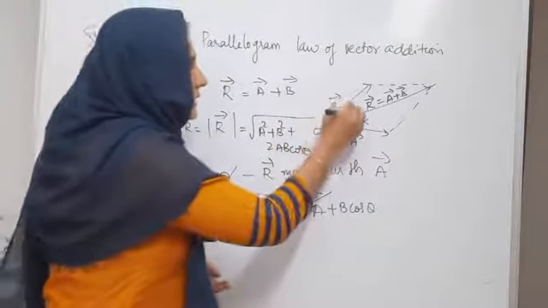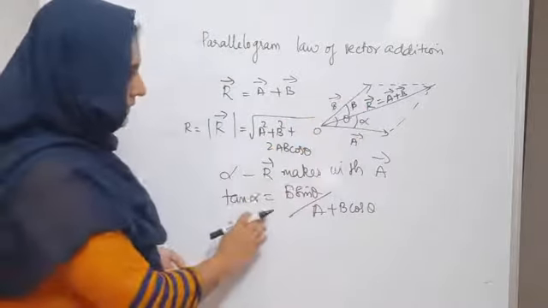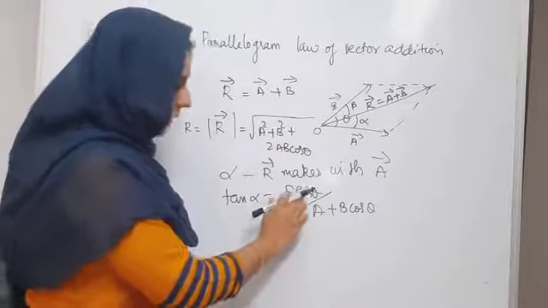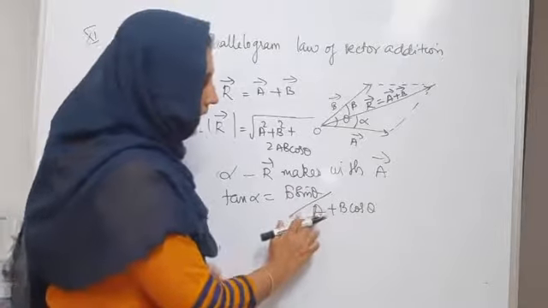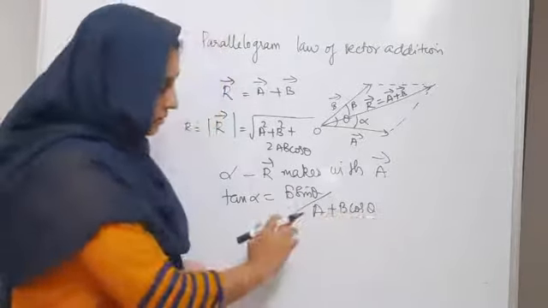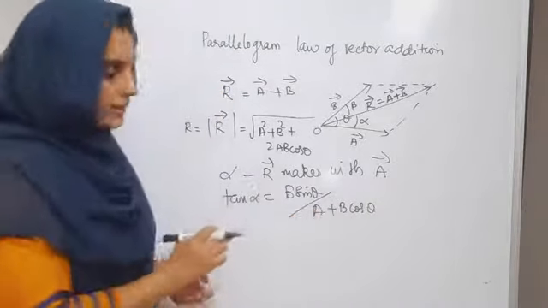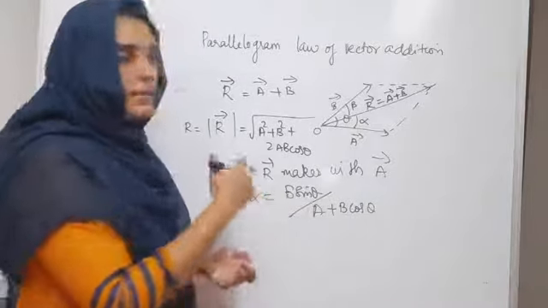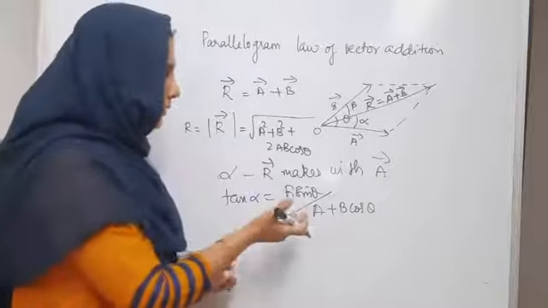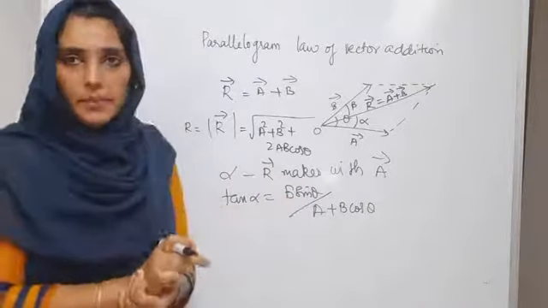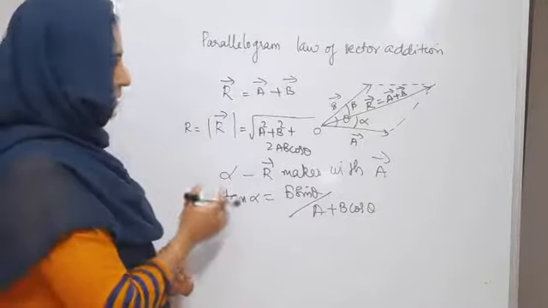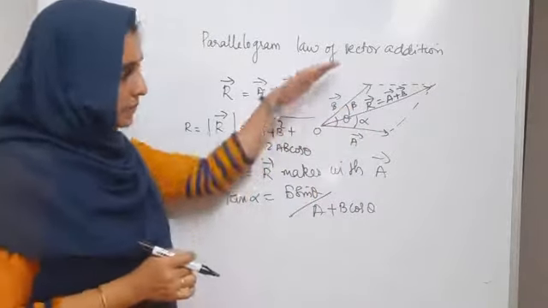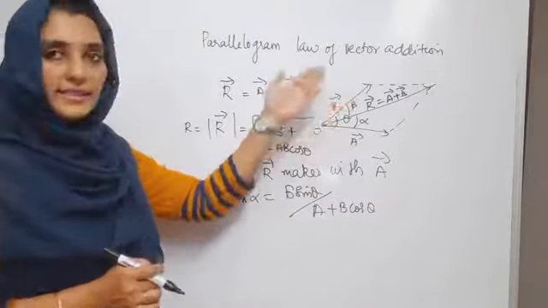Say if it is beta, then we can write tan beta is equal to, instead of B sin theta, A sin theta divided by B plus A cos theta. That is, wherever you have B, you have to substitute A, so you flip or swap the positions of A and B. Then you will get the expression for tan beta, which is the angle made by the resultant with respect to the other vector, that is, the second vector.